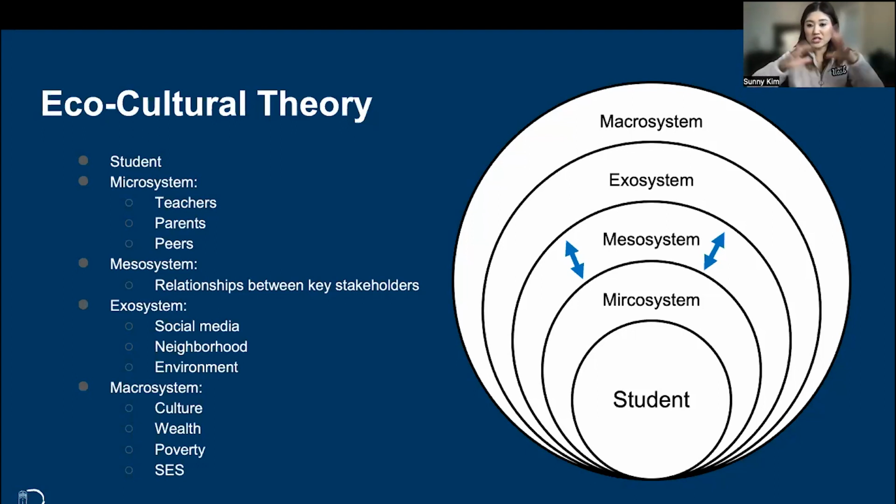We then have a slightly bigger system, which is called the exosystem. And this is looking at more of the immediate environment that the student is in. And when I say immediate, think of it both on the web as well as the actual environment. So these could be the neighborhoods, social media, that's a big one.